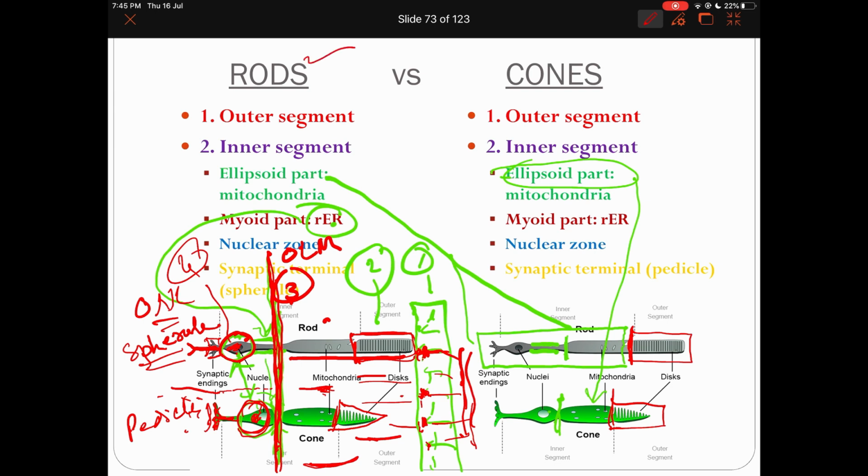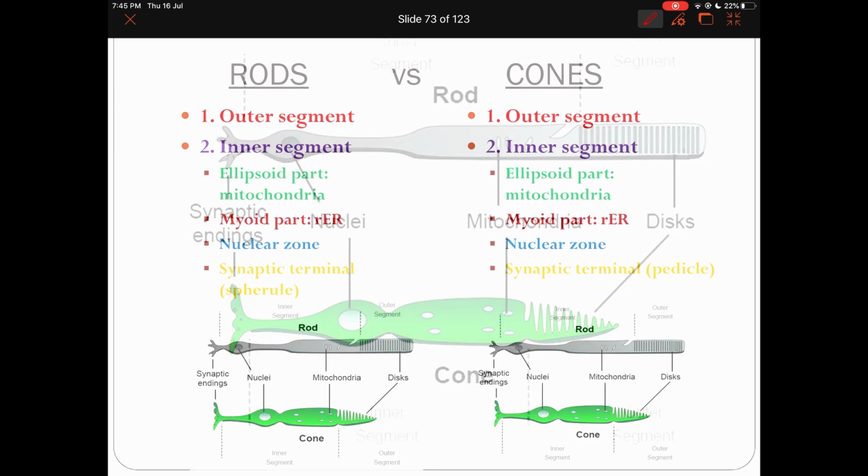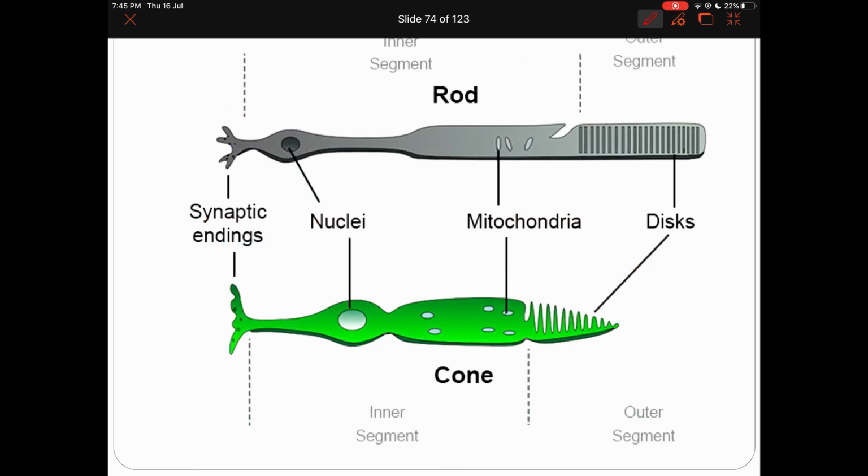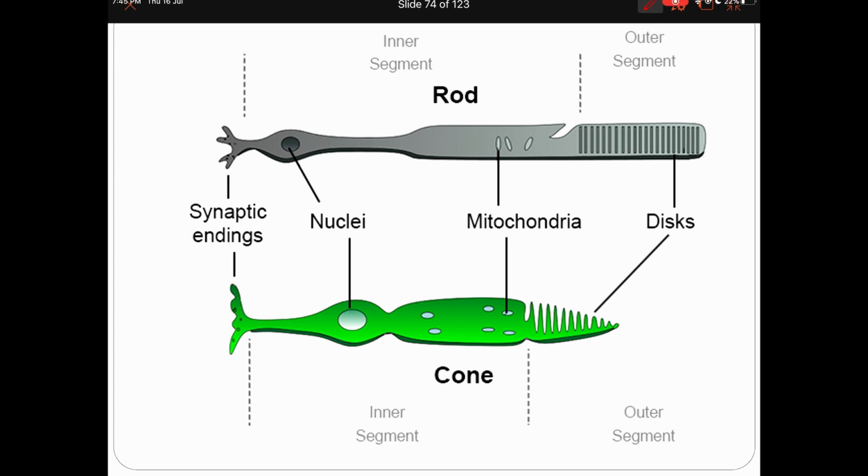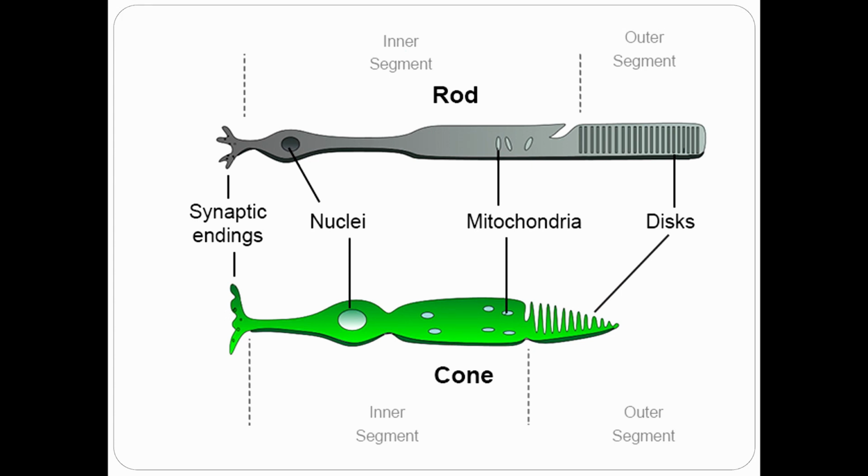This is the difference. You see, these are certain differences between rod and cone structure. I am telling you in detail because they are asked in histology, they are asked in physiology, they are asked at multiple different sites, so we should finish them here.